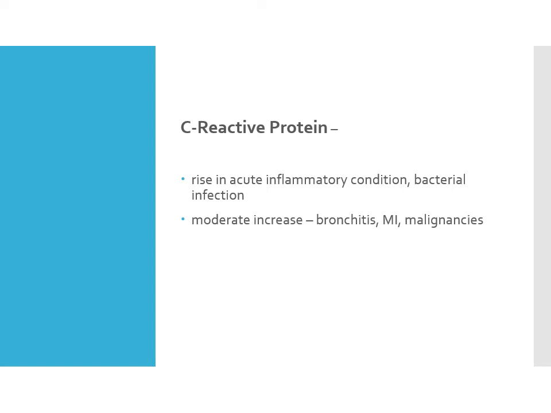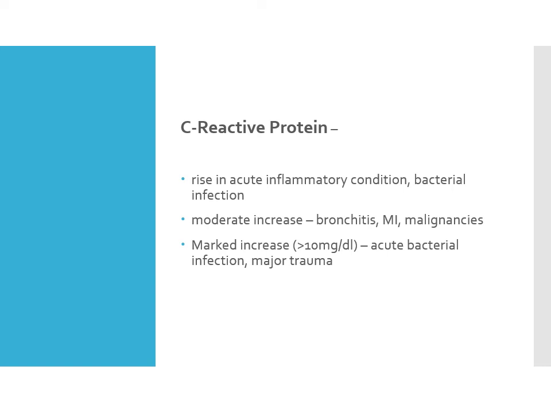It rises in acute inflammatory conditions, in bacterial infection. A moderate increase has been seen in bronchitis, myocardial infarction or malignancy. A marked increase is more than 10 milligram. When it is less than 1, it is usually normal, but a mild increase is seen with heavy exercise or the common cold. A marked increase, more than 10 milligram per deciliter, shows that there is an acute bacterial infection or some major trauma.